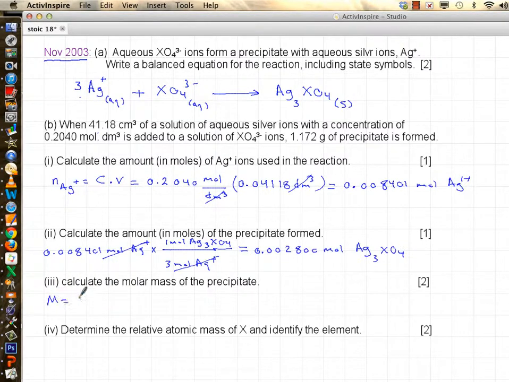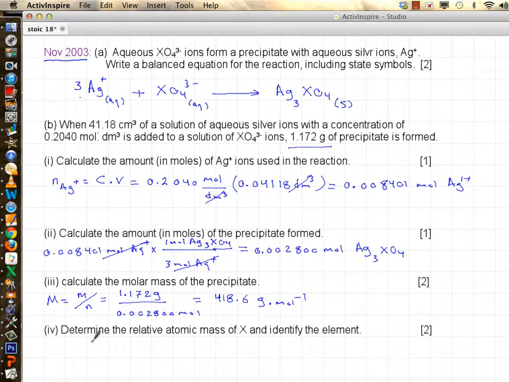Molar mass is nothing but mass divided by moles. Mass is 1.172 grams of precipitate divided by moles of precipitate, which is 0.002800. And this ratio will give you 418.6 grams per mole.